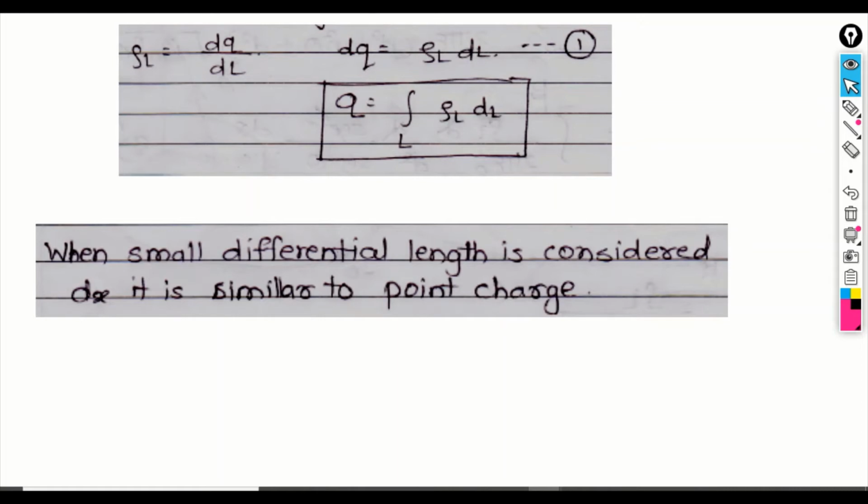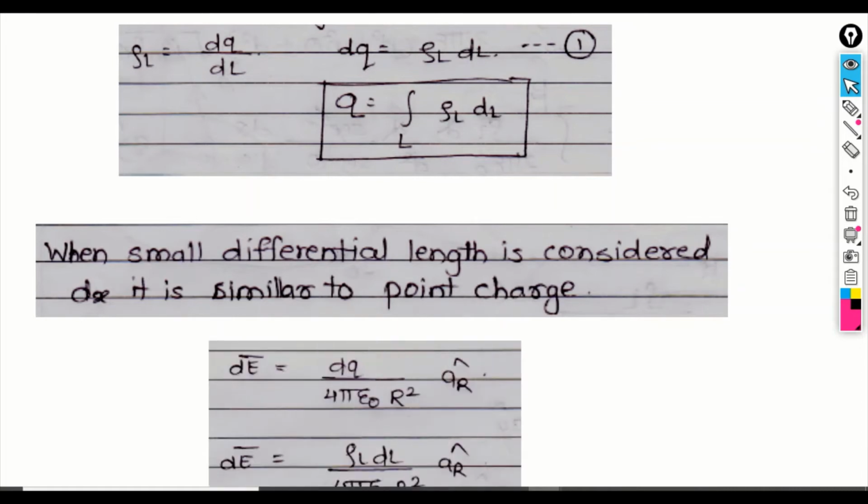When the small differential length is considered, dx is the point where we will consider the first electric field intensity calculations. So for this small charge, it will act as my point charge now. So the expression for the point charge, if you remember, is charge divided by 4 pi epsilon 0 r square into a unit vector. So dq I should replace from the above equation by rho l dl. So I get an expression as dE bar is equal to rho l dl divided by 4 pi epsilon 0 r square.